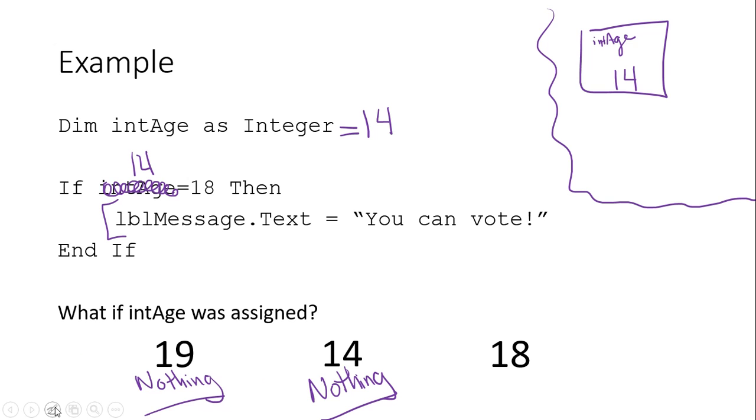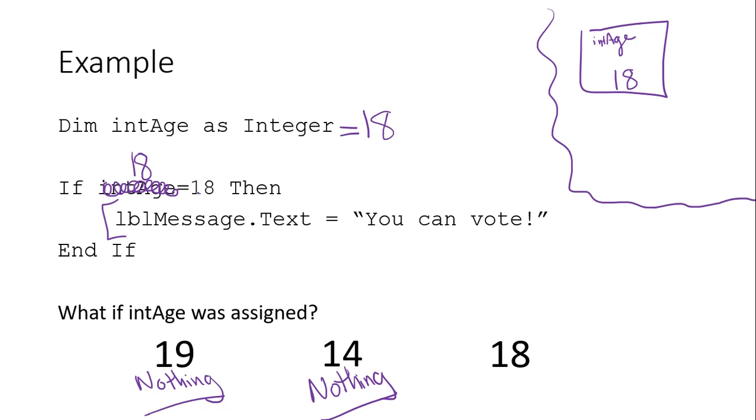Now, let's try the final case. They're saying, what if int age is 18 finally? So we're going to do some erasing here. So my 18 is my int age. That means in memory, int age has a value of 18 in it. So then, when it goes to here, it says int age equals 18. It's going to assign int age to be 18, because that's the value. It's going to ask, is 18 equal to 18?